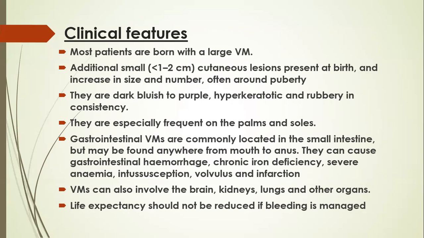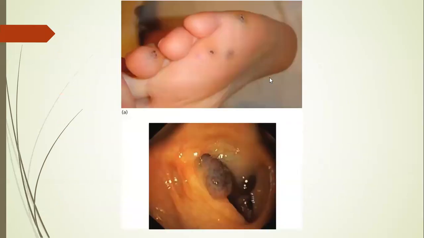The gastrointestinal vascular malformations are commonly located in the small intestine, but can be found anywhere from mouth to anus, and they cause GI hemorrhage, chronic iron deficiency, severe anemia, intussusception, volvulus, and infarction. The vascular malformations can also involve brain, kidney, lungs, and other organs. Life expectancy should not be reduced if bleeding is managed well. So you can see these blue rubber bleb nevi on feet as well as in the intestinal mucosa.